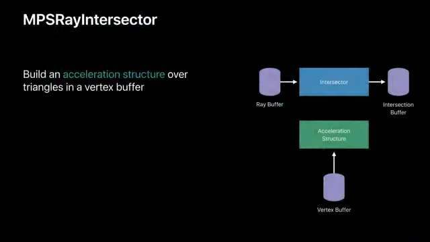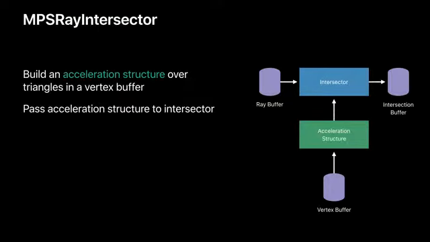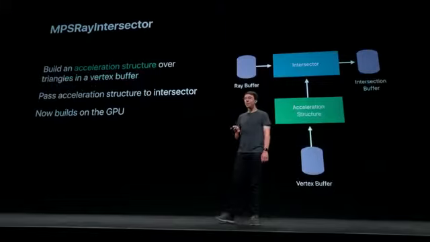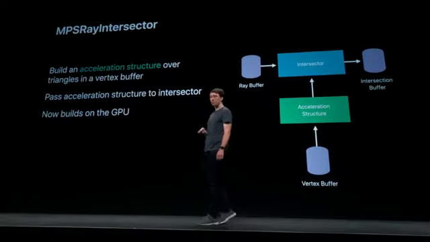Metal takes care of building this data structure for you. All you have to do is specify when you'd like to build the acceleration structure, then simply pass it to the intersector for intersection testing. Now, building this data structure is typically a fixed cost paid when your app starts up. In last year's version of the API, this data structure was always built on the CPU. This year, we've moved the acceleration structure build to the GPU, which can significantly reduce this startup cost. And even better, the GPU will be used automatically whenever possible, so you don't need to do anything to see this speed up in your applications.